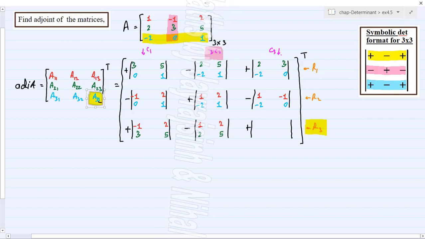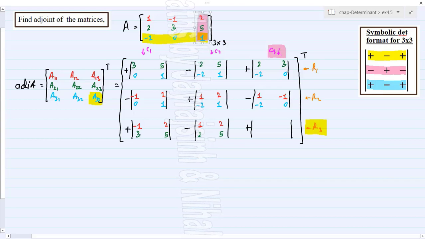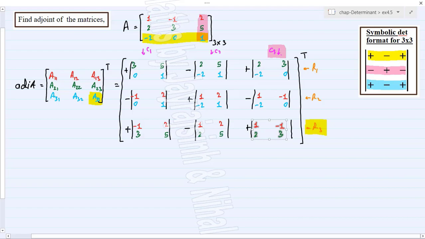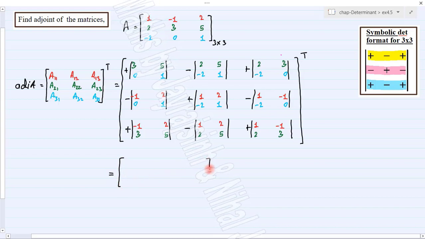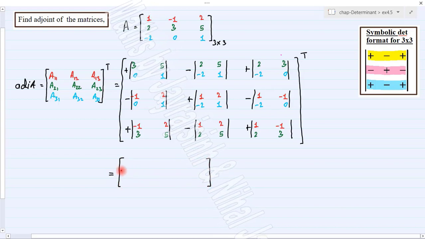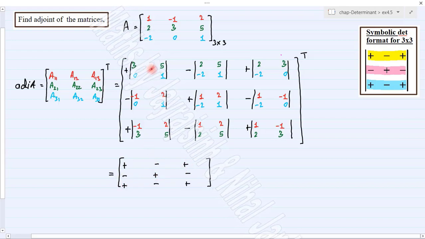And the last element is in last column. So ignore last row and last column and you will get 1, minus 1 and 2, 3 as your last minor. Now let's simplify. First of all, let's write down the sign of the cofactors. Then we will simplify our minors.